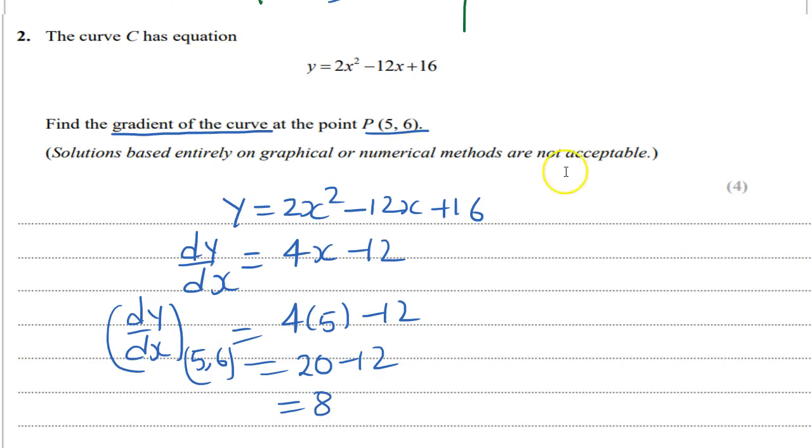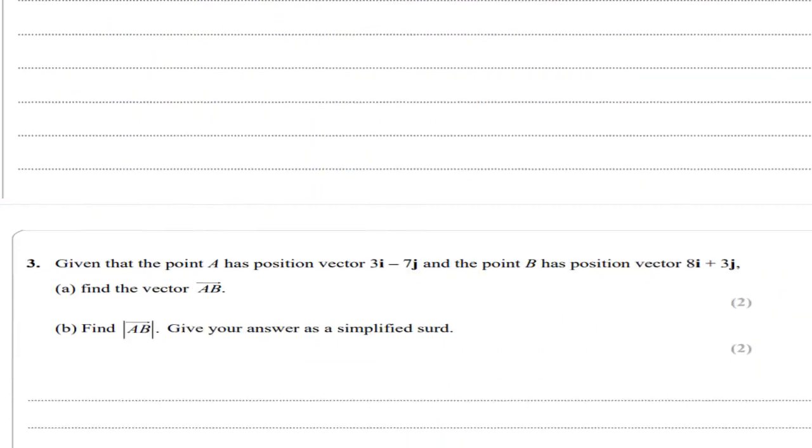Now the question says find the gradient of the curve at the point, and solutions based entirely on graphical or numerical methods are not acceptable. So we are not using a graph, we need to prove it mathematically. So the gradient is 8. Now the next question.